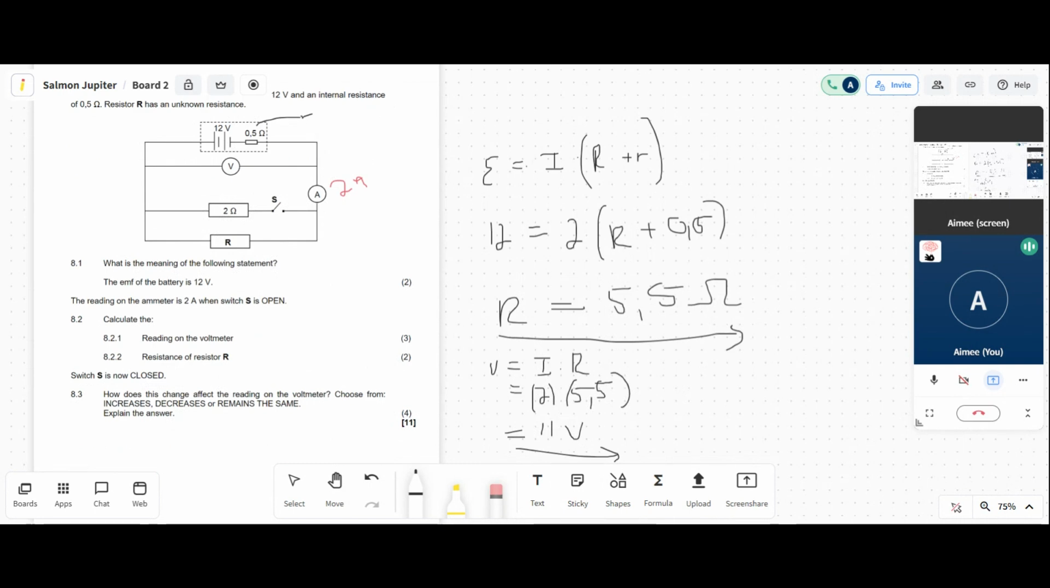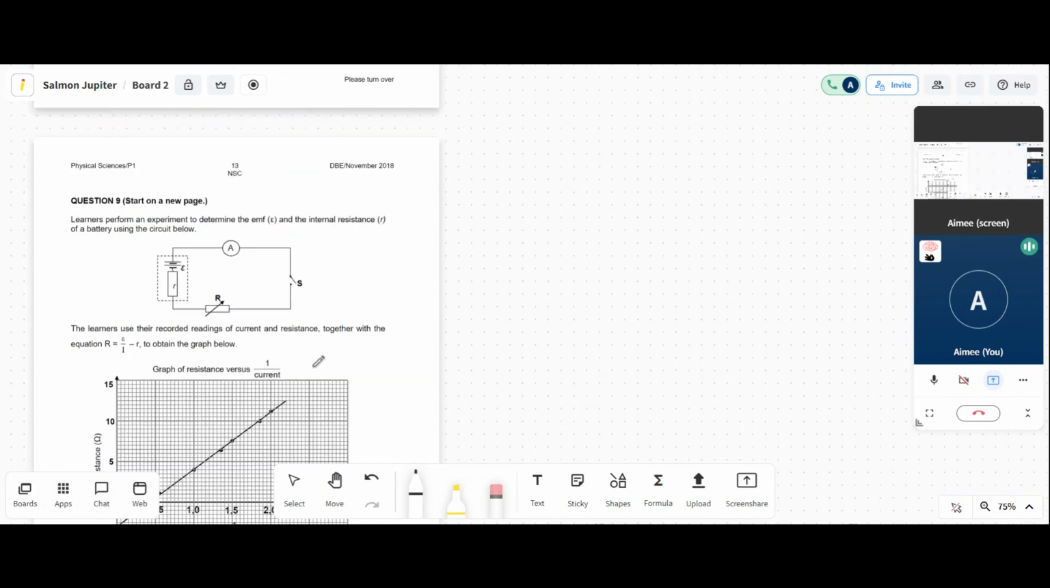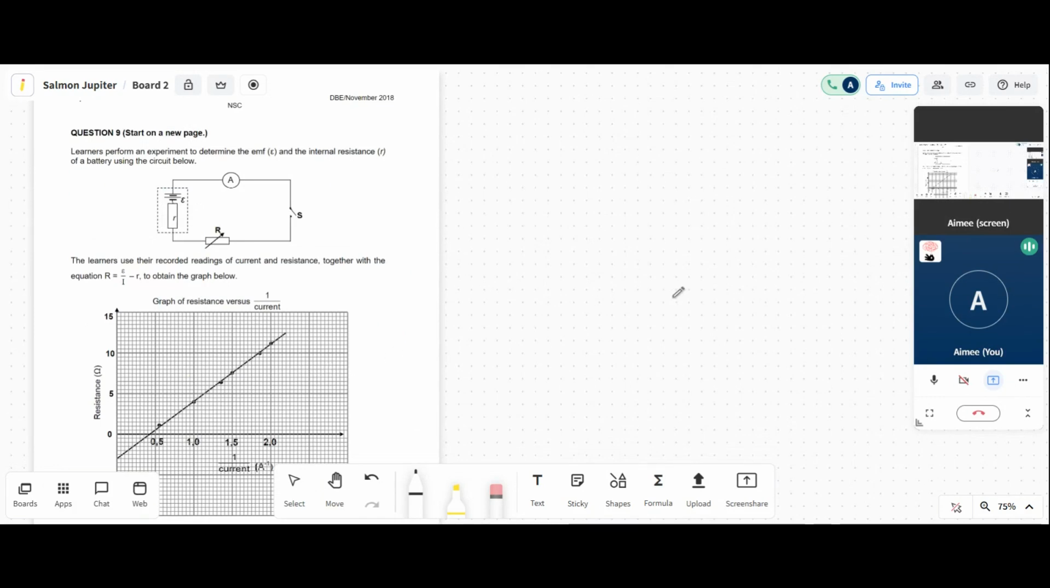Because remember, V is equal to I times R. And according to this formula, voltage is directly proportional to resistance. So by decreasing resistance, I'm decreasing voltage, because what happens to the one happens to the other. Directly proportional means that if one increases, the other increases, or if one decreases, the other decreases. Okay, perfect. Now we move on to question 9.